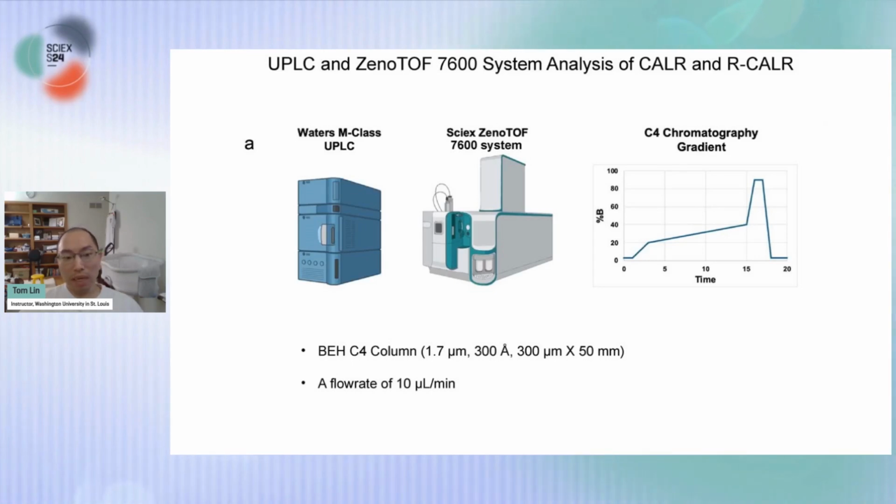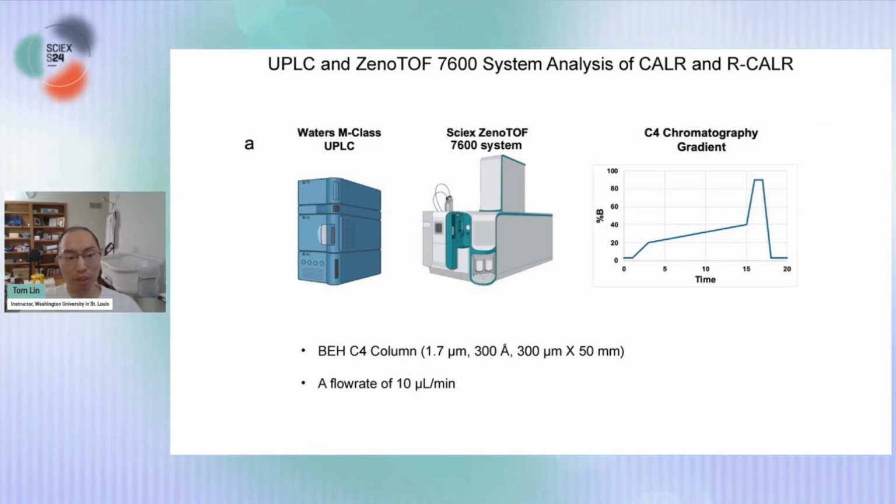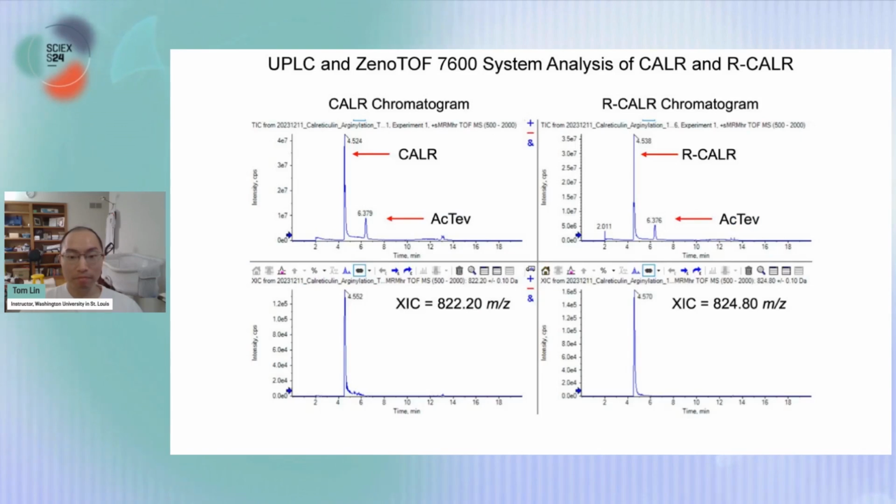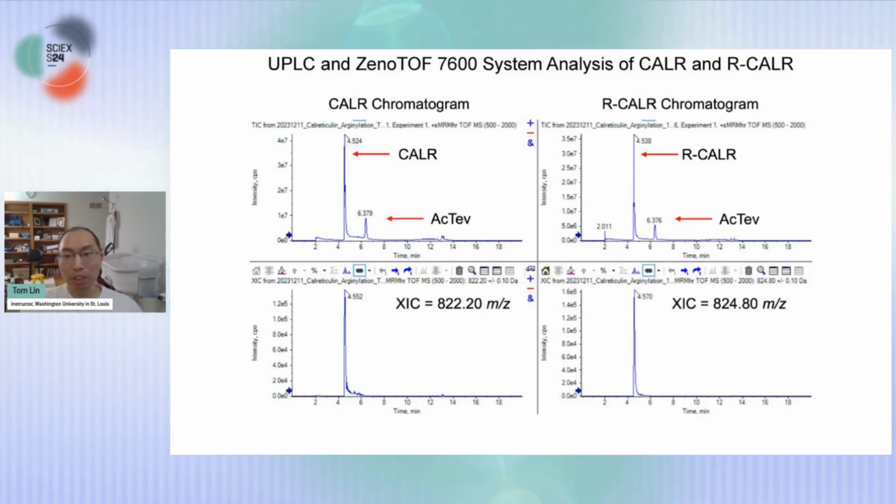We used Waters M-class UPLC for the chromatography and the SciX Zenitov 7600 system for the mass spectrometry. And the right side of the slide shows the LC gradient using a 20-minute method and a C4 column, due to the fact that calreticulin is large, with a molecular weight of 50 kDa. Using this method, we were able to get consistent retentions and great peak shapes from the chromatography.